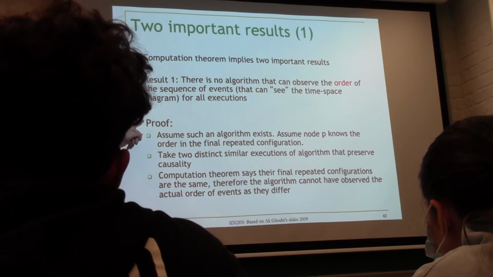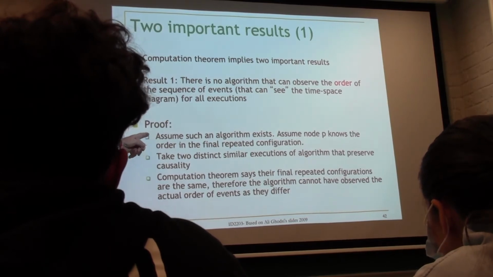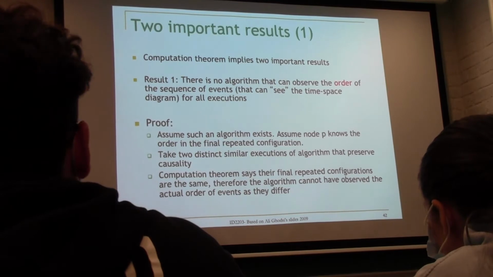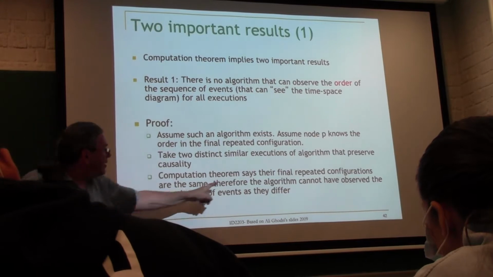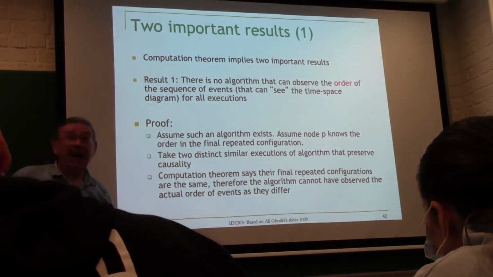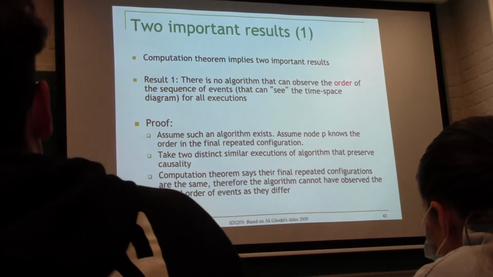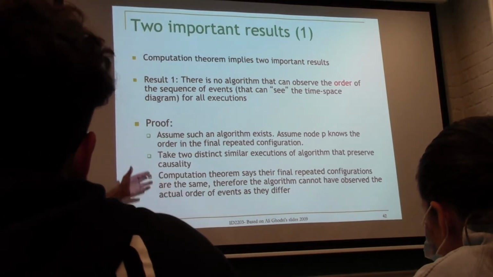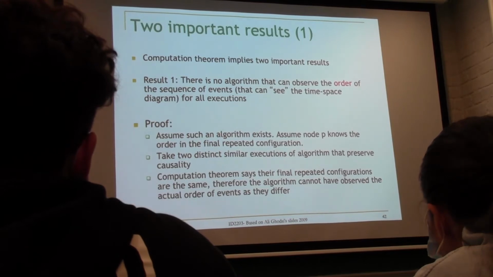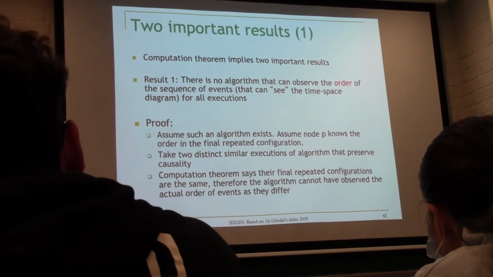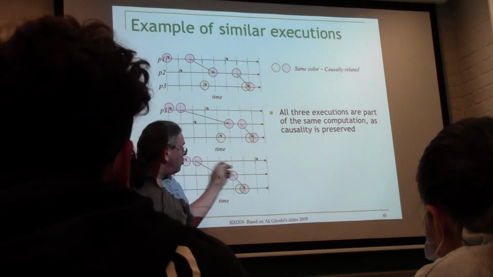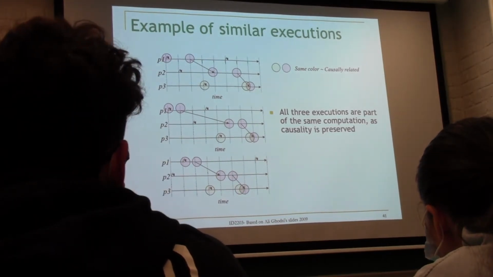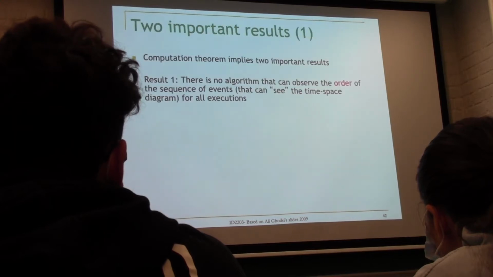So assume that you can print the diagrams. This is a proof by contradiction. You take two similar executions that preserve causality. The final configurations are exactly the same. If they're the same, they can't print different diagrams, okay? They cannot observe the actual order of events. So an execution cannot tell whether it's here or here or here. When you get to the end, you don't know which is the order. Any order that's respecting causality is possible.